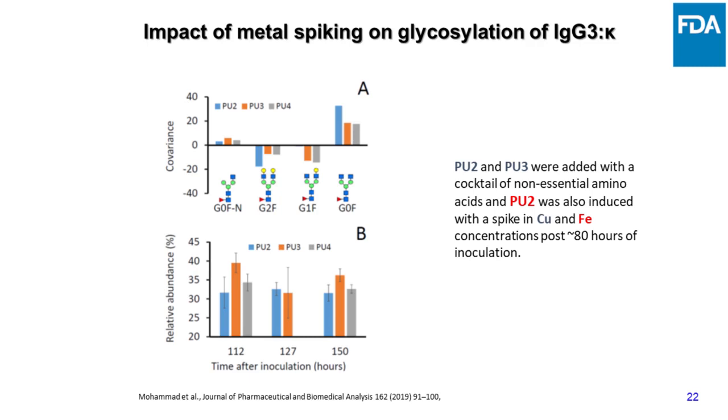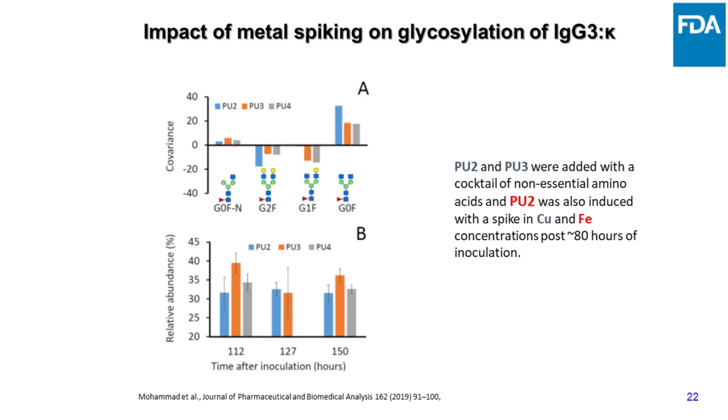All of the process parameters were comparable among the three process units, including the monoclonal antibody titer profiles. Therefore, we investigated the impact on glycosylation. We quantified the glycans by mass spectrometry from the samples drawn at different time points during the campaign. What is shown here is the covariance of the four glycan types with time in panel A, and the relative abundance of the glycans containing one or two terminal galactose residues, called complex type glycans, in panel B.